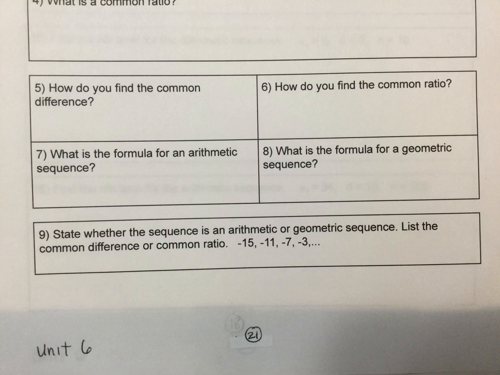All right, number 5 wants to know how we find the common difference. We find the common difference by taking term 2 and subtracting it from term 1. So term 2, my pen won't write, and that is term 1. Okay, to find the common ratio, we take term 2 and we divide it by term 1.